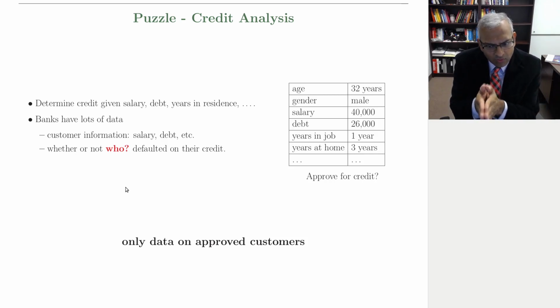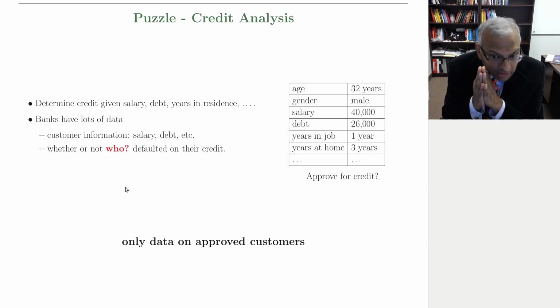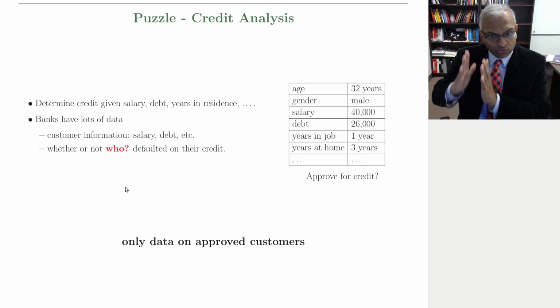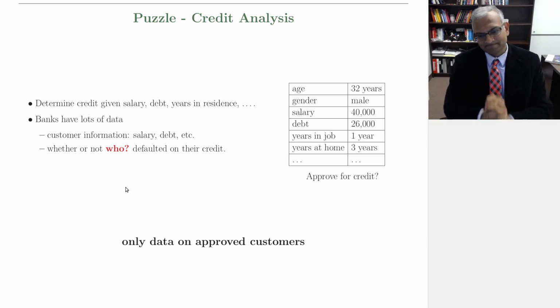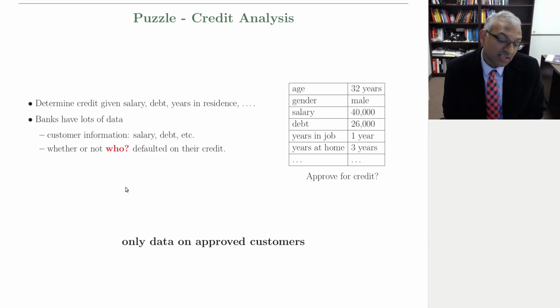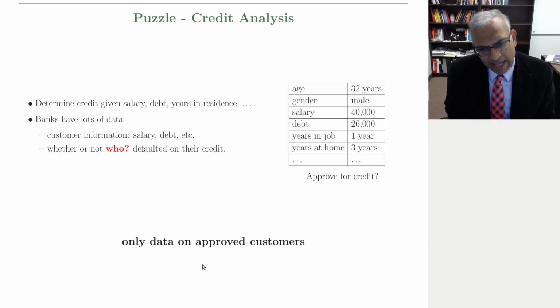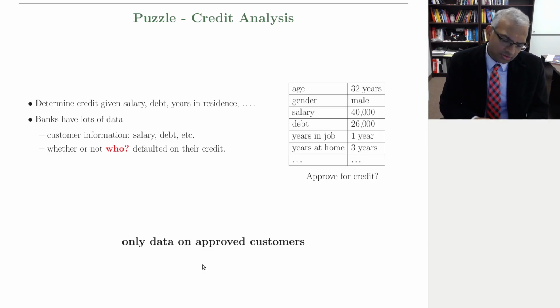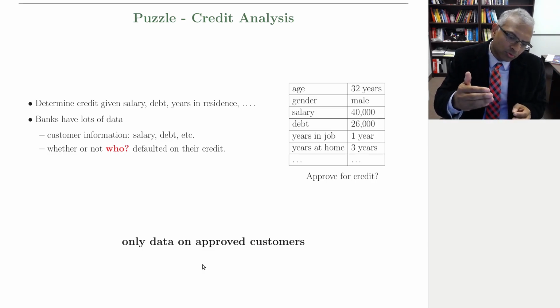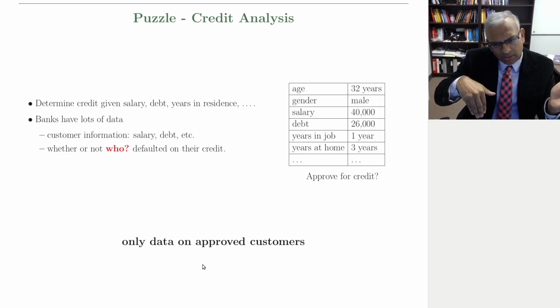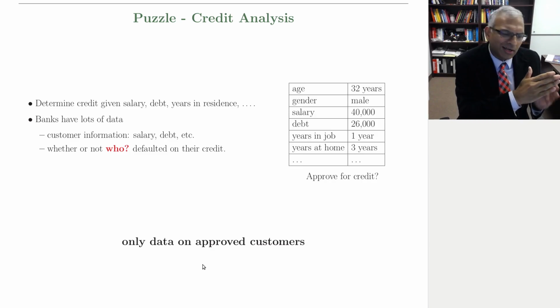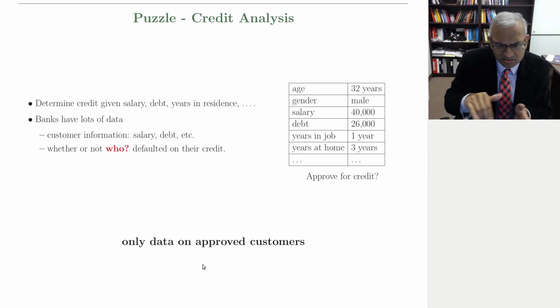You have one bin of data, i.e. those who have been approved for credit, from which you're trying to learn, but then you're going to deploy this system on all customers. Now, in some sense, if the approval of credit was reasonably lax, then it may not be such a bad situation, because there are those who were approved who are clear approves, and they don't really affect the decision boundary. And there are those who are rejected who are clear rejects, and they don't really affect the decision boundary.